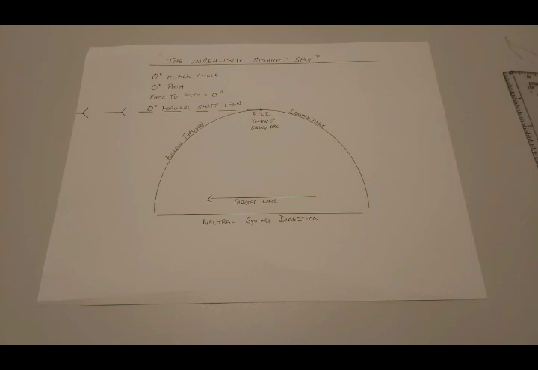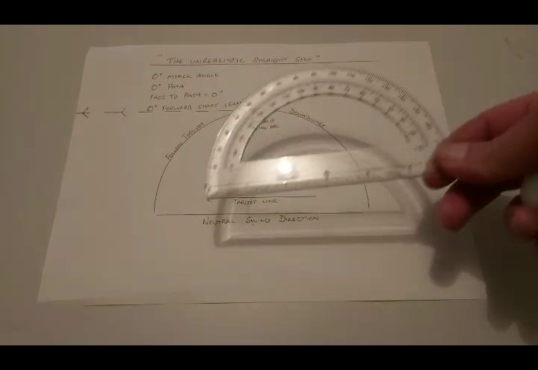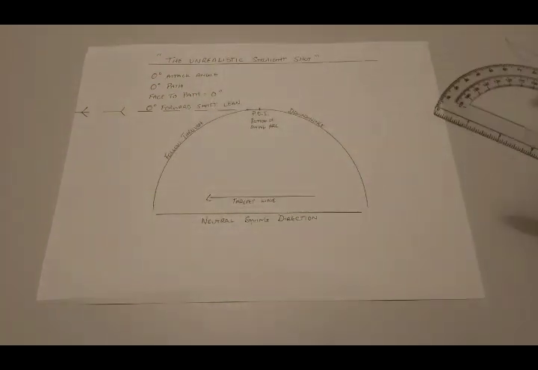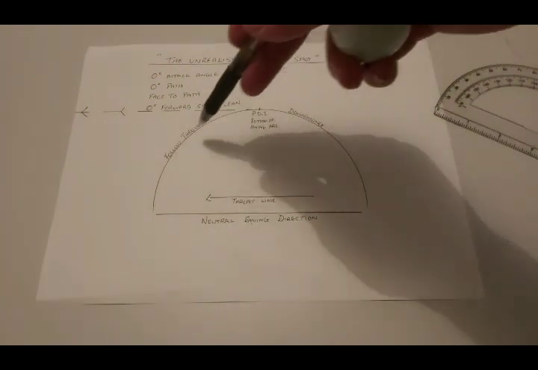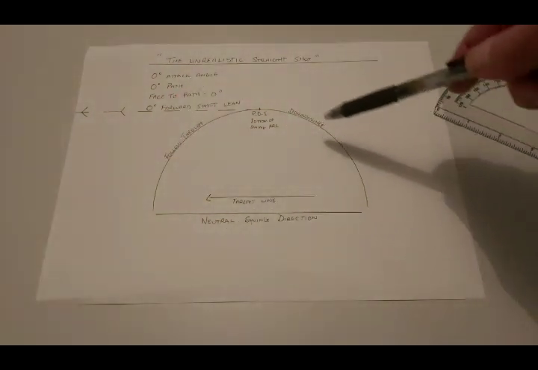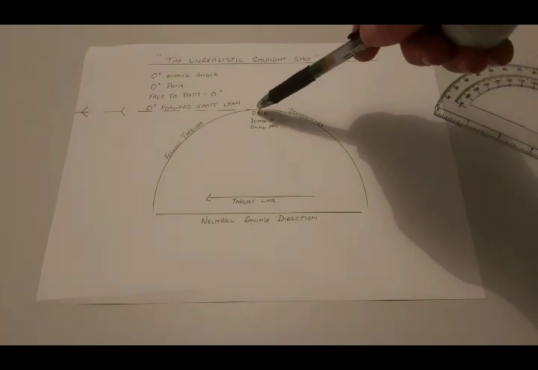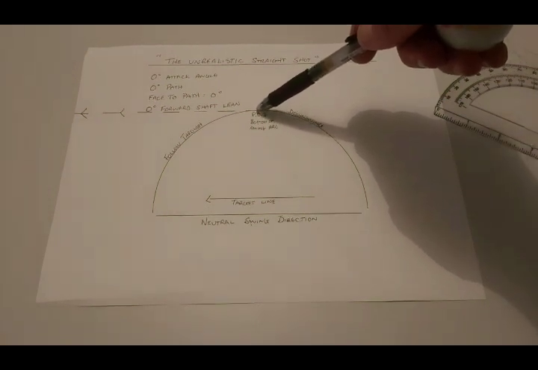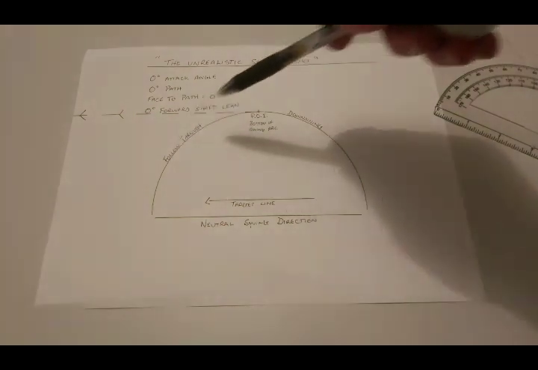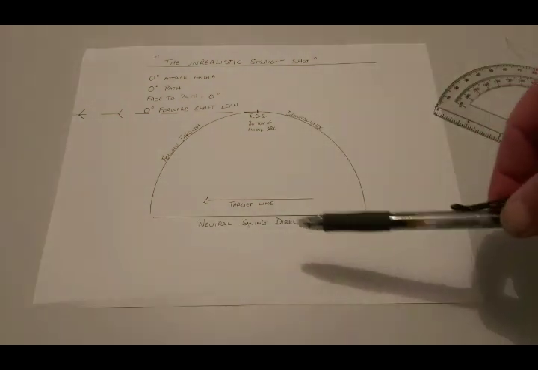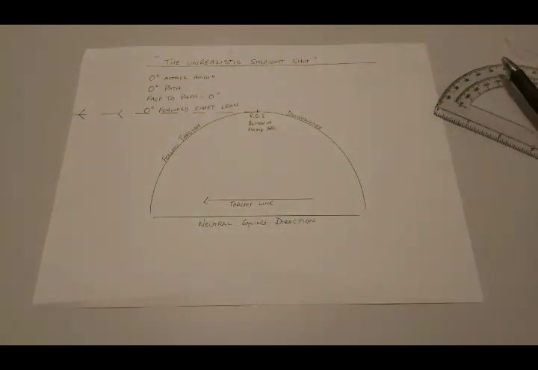So you can see here on the diagram, I've used a simple protractor to draw a semicircle, and that semicircle represents the arc of our swing around our bodies. So this would be the backswing and the downswing part of our swing. That would be the bottom of the arc, right on 0 degrees there, and this would be the follow through. And down here we've got the target line, so that's where we're aiming, we're going this way. And down here you'll see the words neutral swing direction, which I'll explain in a second.